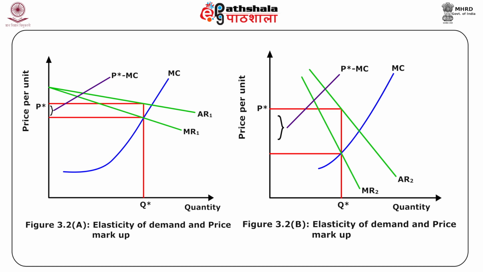This is clearly illustrated in figure 3.2a. In this case, the firm's demand curve AR1 is highly elastic and flatter. As a result, the markup is smaller and the firm has little monopoly power. However, if the demand is relatively inelastic, given by AR2 in figure 3.2b, the markup will be large and the firm will have considerable monopoly power.